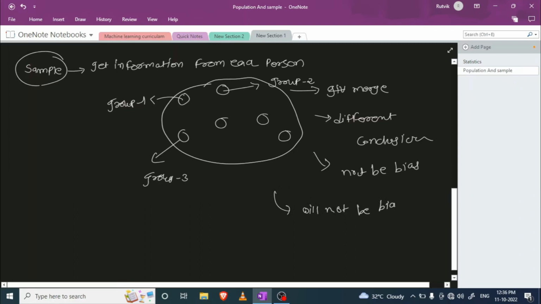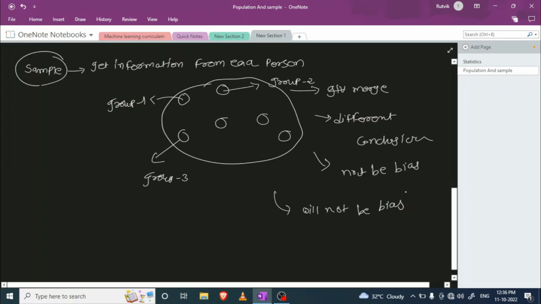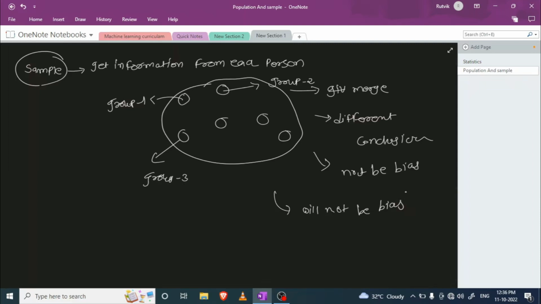So this is population and sample, and probably now you know how you can use a sample, in which cases you can use the whole population to process the data, and in which cases you have to get a sample from the data and process it.